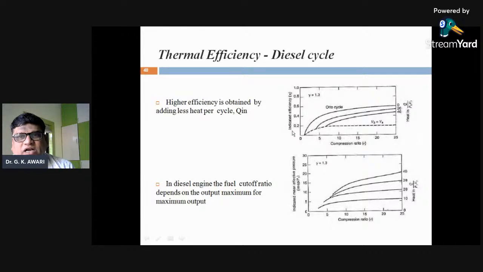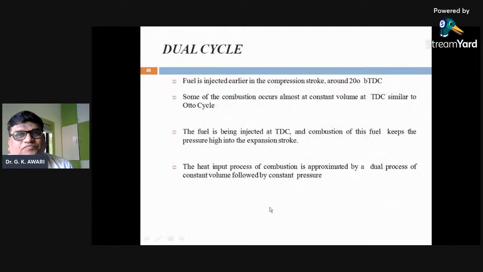Here the efficiency and the compression ratio. This is compression ratio versus the indicated mean effective pressure. This is indicated efficiency. This is indicated mean effective pressure. And you can see here the comparison of the Otto cycle and the diesel cycle. So in a diesel engine, the fuel cutoff ratio depends on the maximum output.